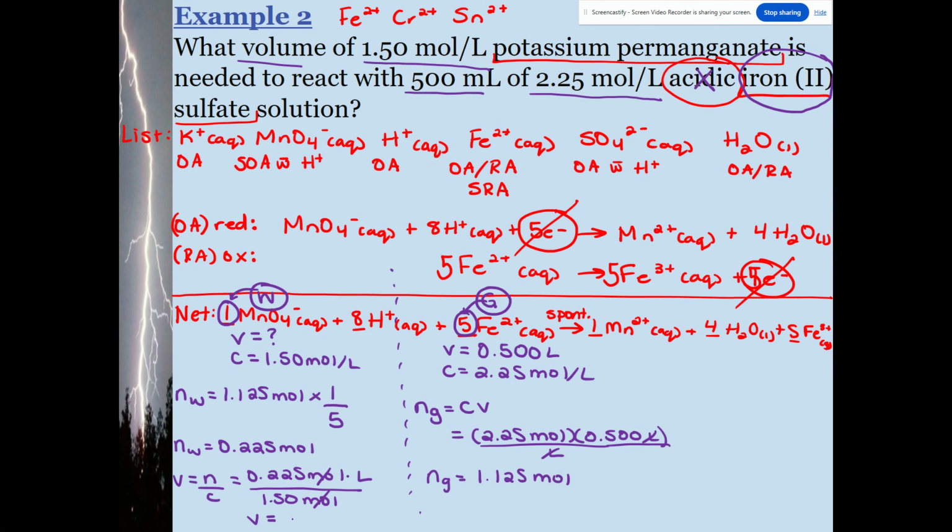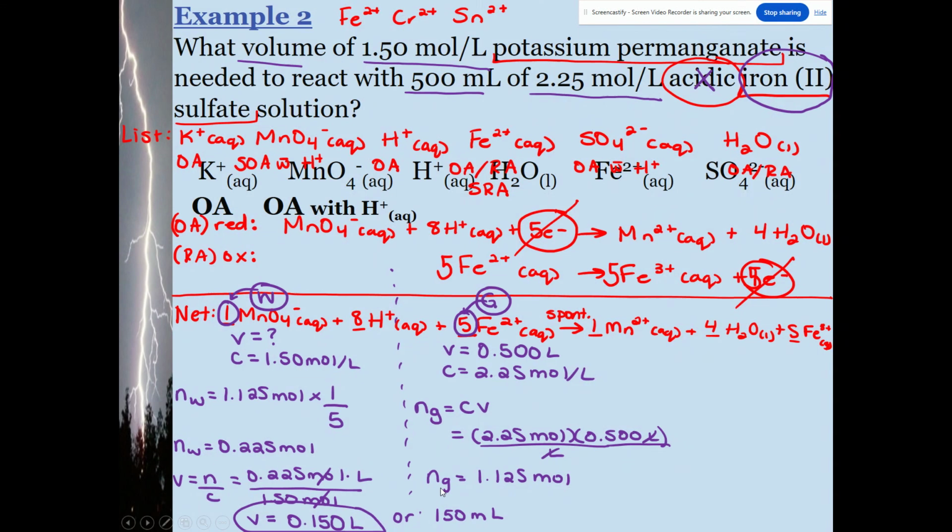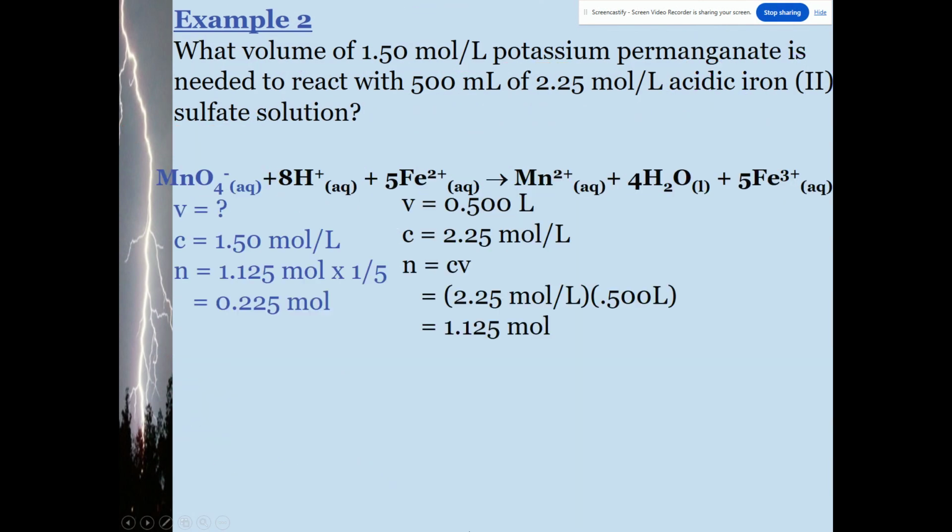We get 0.15 liters, and we need 3 sig digs. Leading zeros don't count, so I have to add a 0 to the end. And that's my answer, 0.150 liters. Or if you want to put it into milliliters, you don't have to, but it would be 150 milliliters. Okay? Now let's get into titrations, which is my favorite part of this unit.